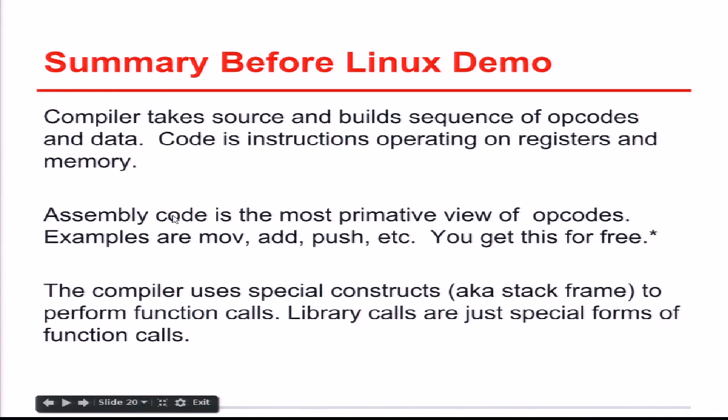It's not of interest. So just before we do a Linux demo here, I just want to say once again, the compiler takes a source, builds a sequence of opcodes. The assembly code is most primitive. When you have code and you're saying, I'm going to do an if condition or a while condition, they all look the same. It's always the same. It's not random how it's going to determine what the assembly should be when it does a loop construct.